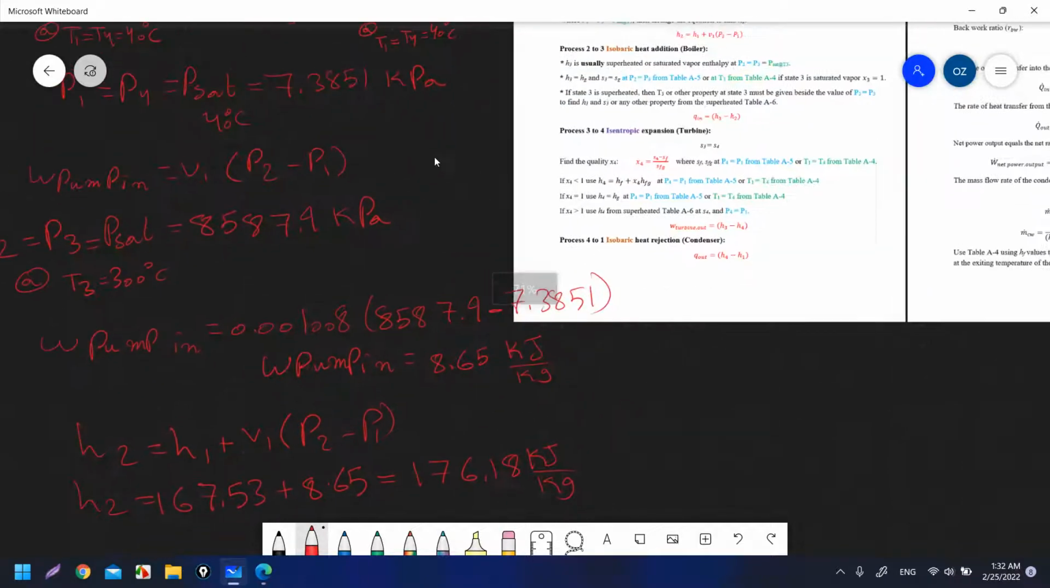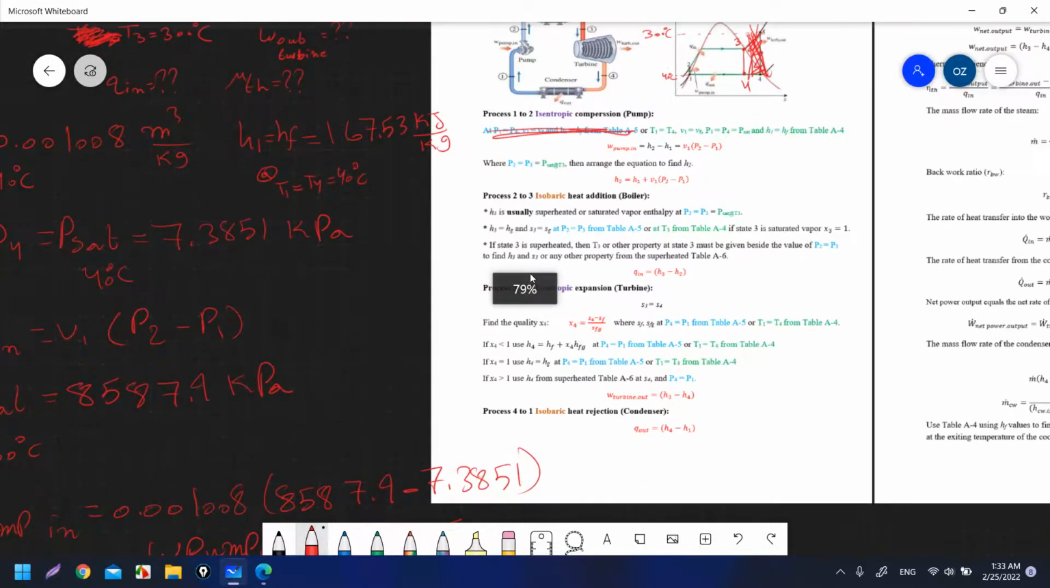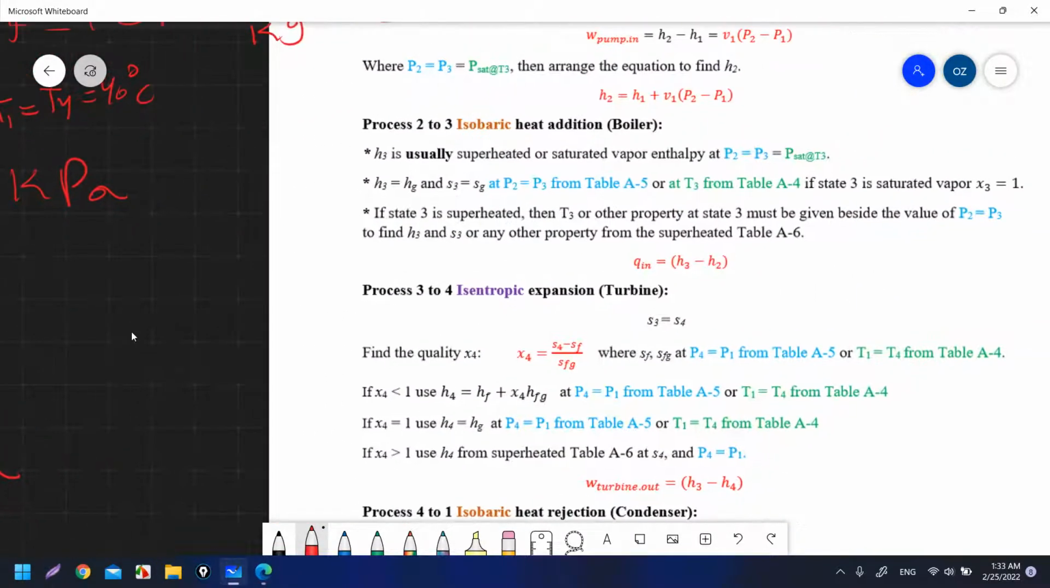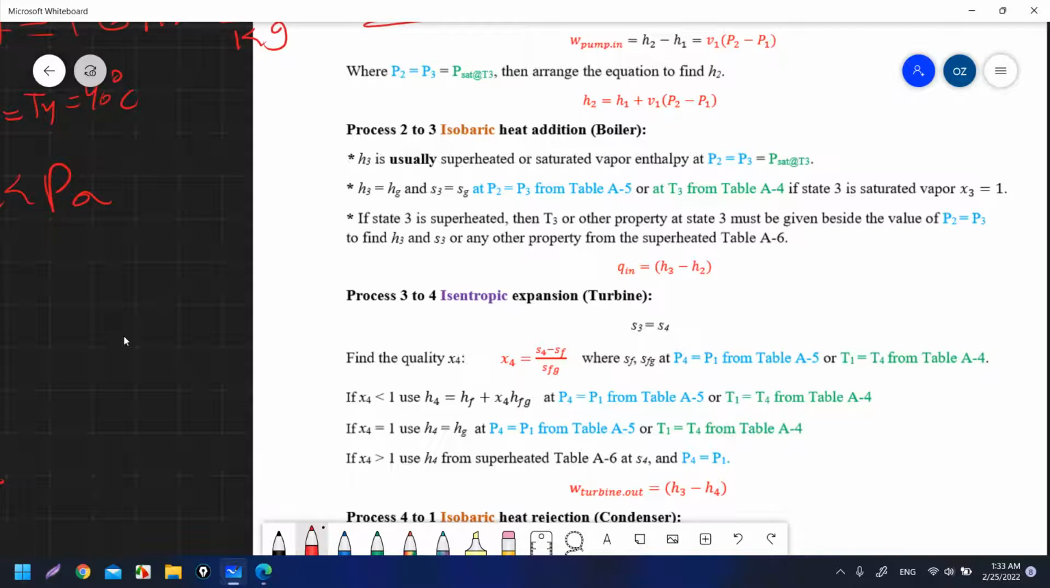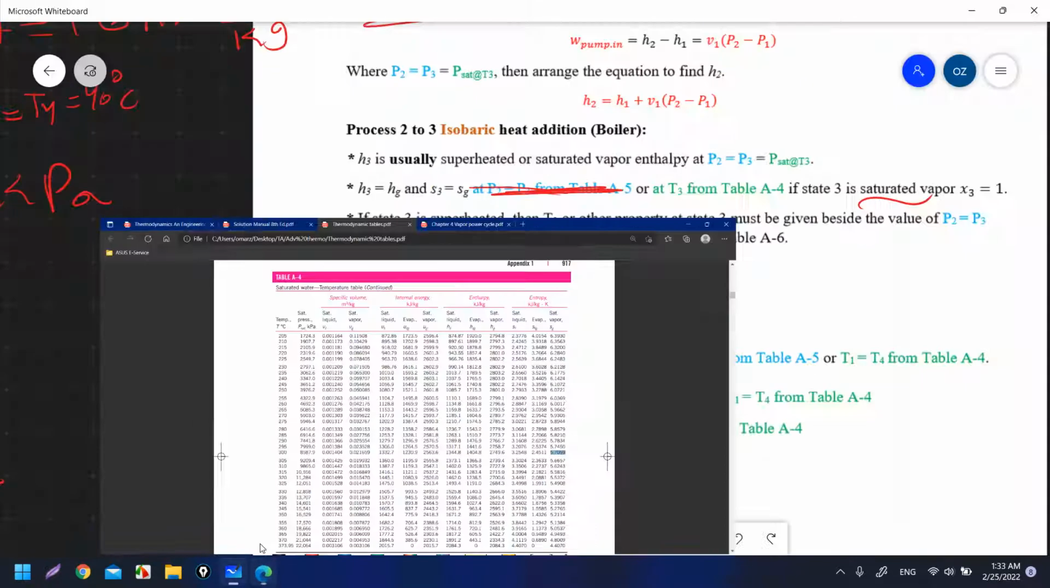What about h3? State 3 is saturated vapor. So h3 is equal to hg, and s3 is equal to sg. I will not use the pressure, I have the temperature. The quality of course is 1, so it is a saturated vapor. So let's go to the same table A4, but at the temperature 300 degrees Celsius, and find hg and sg. They are equal to h3 and s3.